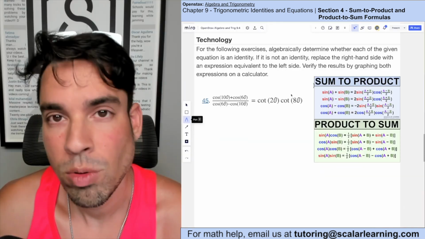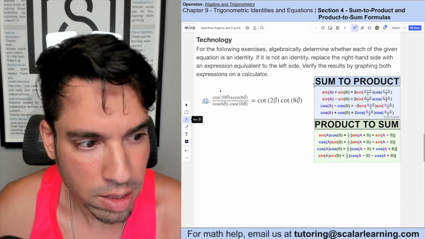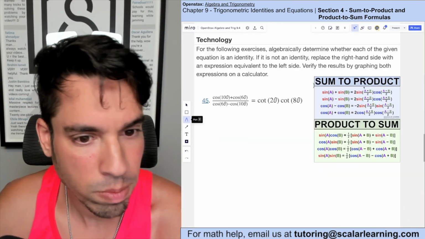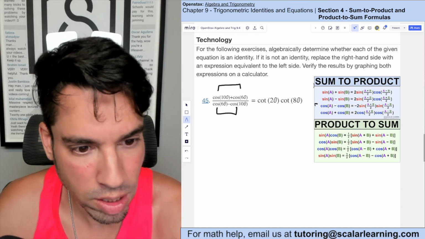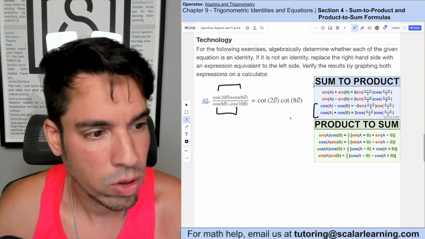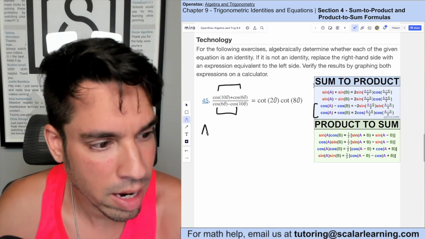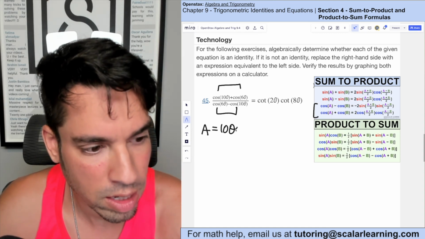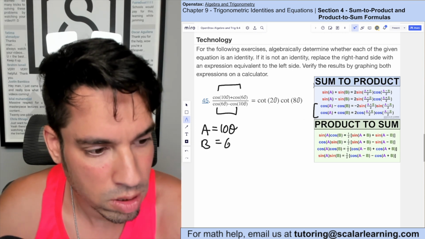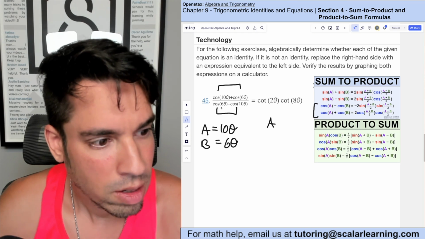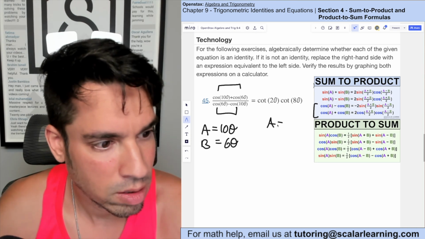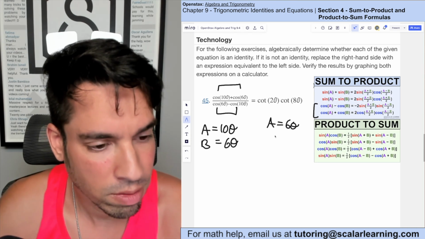Done. So for this one, we need to determine whether or not it's an identity. So what I'm going to do is I'm going to use my sum to product. I got cosine plus cosine and cosine minus cosine. So that's these two down here. So for the top one, I'm going to set A equal to 10 theta and B equal to 6 theta. And then for the bottom one, I've got to kind of flip-flop, right? The first value is 6 theta, and then the second value is 10 theta.